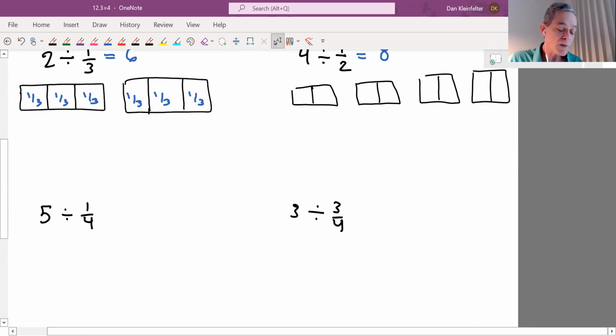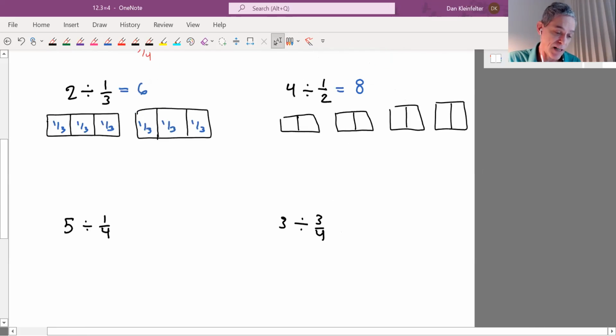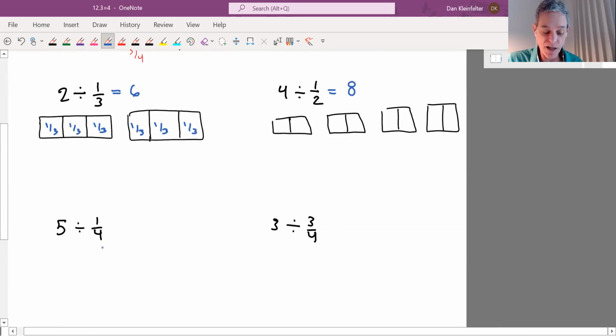Okay. So now this one, I want to see if we can detect a pattern and see if we can avoid drawing the picture for this one. So in the first one, we had 2 divided by 1/3. We saw that that was 6 because each of those wholes was divided into 3 parts. 2 times 3 gave 6. Here, in the second one, we had 4 wholes and we've divided each one into halves. There's 2 halves to make a whole. 2 times 4 gave 8.